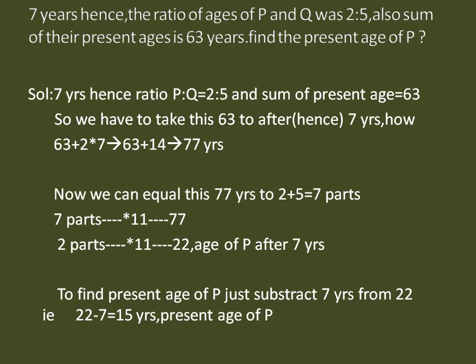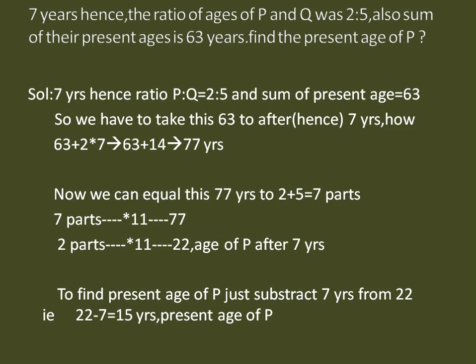If you want to move 7 years hence, you have to add 7 years per one person, but here two persons are there. So 2 sevens you have to add for 63. So 2 sevens means 14. 63 plus 14 equals 77 years. What is this 77 years? The sum of the ages of P and Q after 7 years.